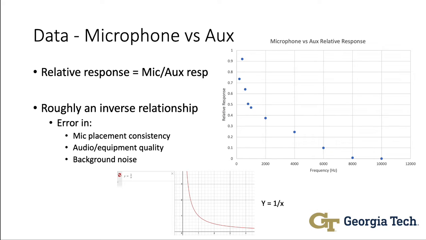As you can see on this graph, when we were collecting data of microphone values versus aux values, we saw a relative response, the microphone response divided by the aux response, and we saw a roughly inverse relationship. It models a y equals 1 over x graph roughly, and the reason that they aren't perfect is because there may have been mic placement consistency issues. The audio and equipment quality might not have been the greatest, and there was also background noise present.